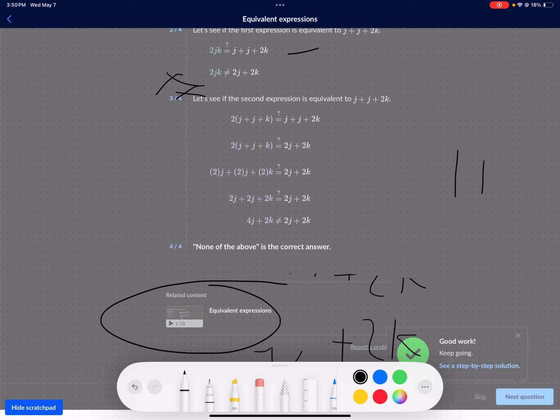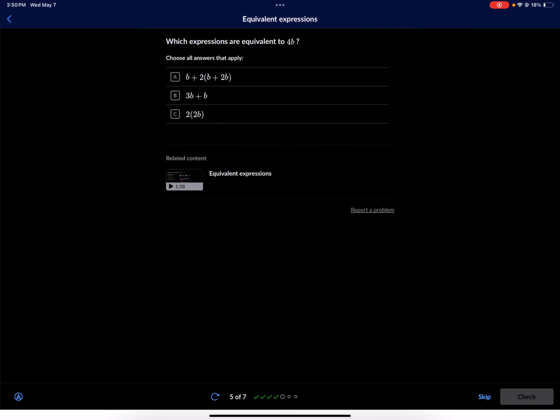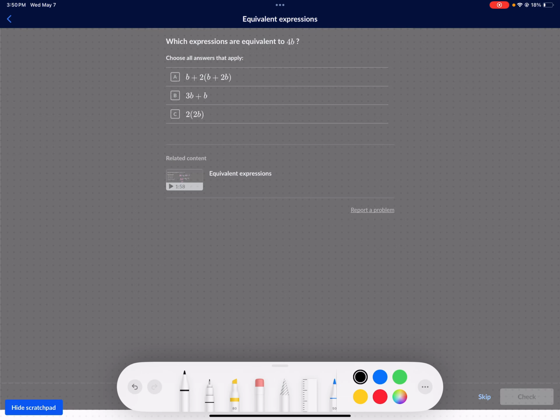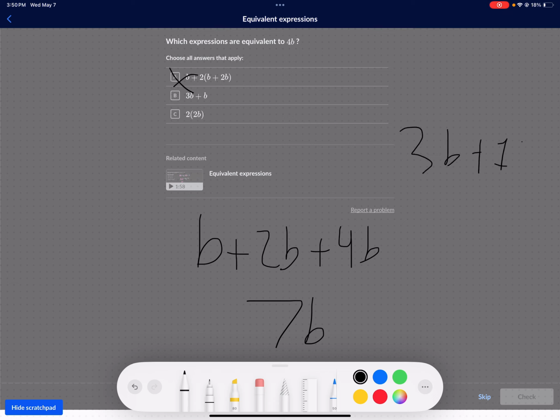Okay. Which expressions are equivalent to 4b? So, we have b plus 2b plus 2b, so we have b plus 2b plus 2b. We add all those, and we get 5b. So that's not right. 3b plus b, so that's 3b plus 1b. 3 plus 1 is 4b, so this is correct.